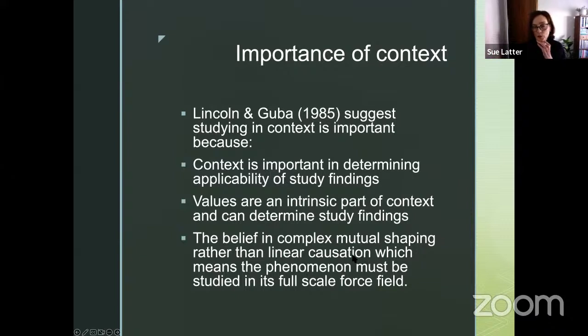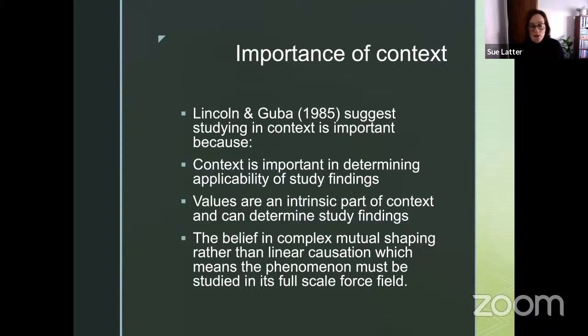Also, context is important because we know as healthcare professionals that values are often embedded in a context and can determine the thing that you're interested in, the study findings. So you've got to try and eke out of the context what values are here that are influencing, shaping the thing that I'm interested in.